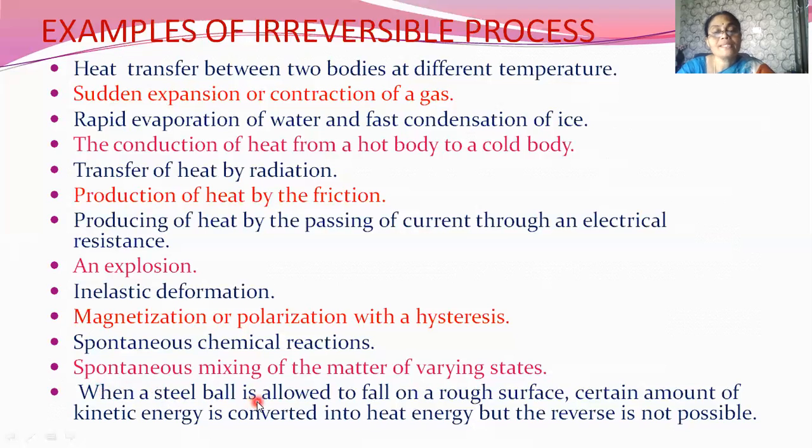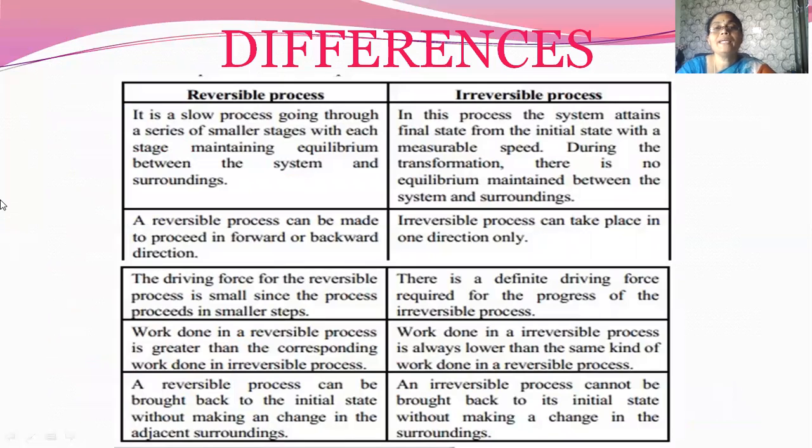And also, when a steel ball is allowed to fall on a rough surface, a certain amount of kinetic energy is converted into heat energy, but the reverse is not possible. These are the examples of irreversible processes. Now, let's see the differences between reversible process and irreversible process.